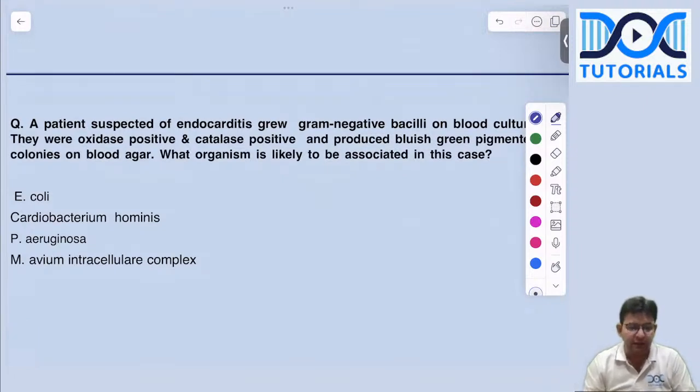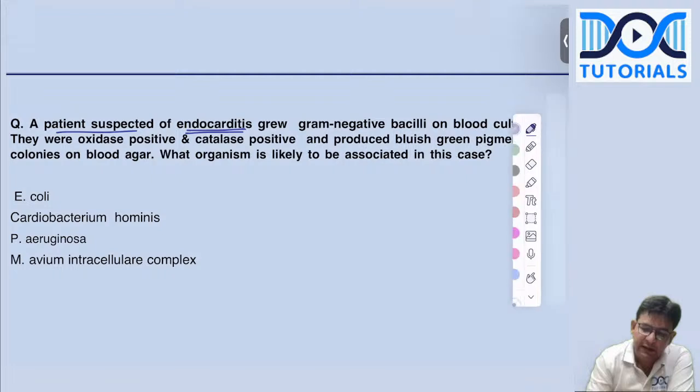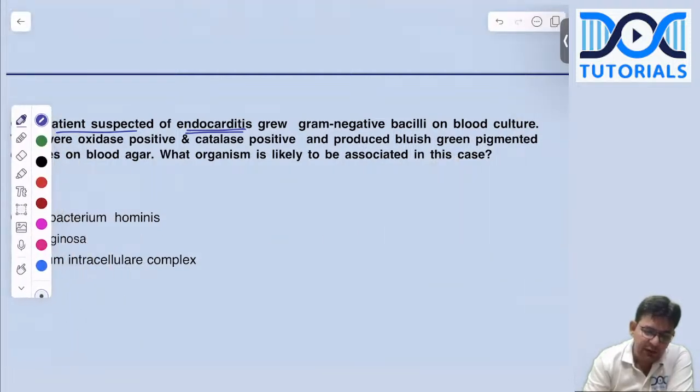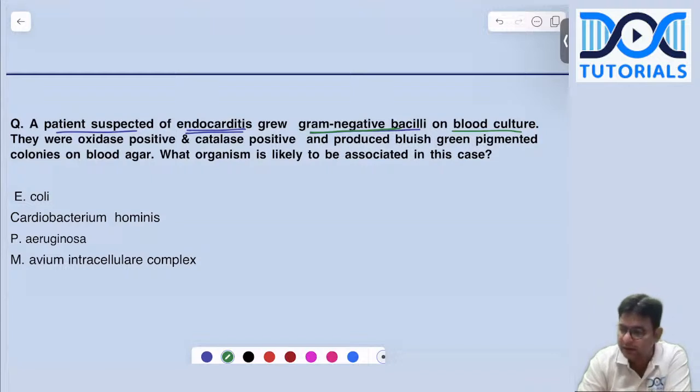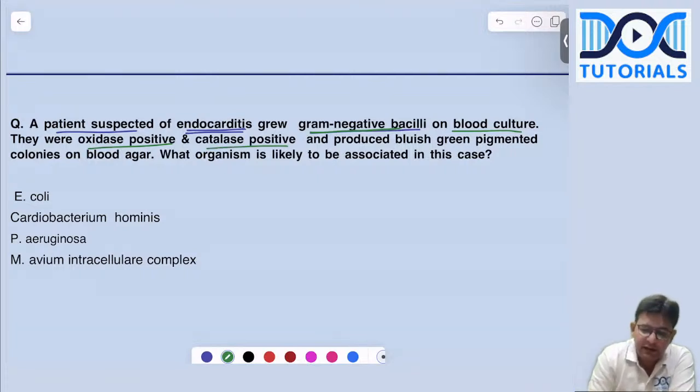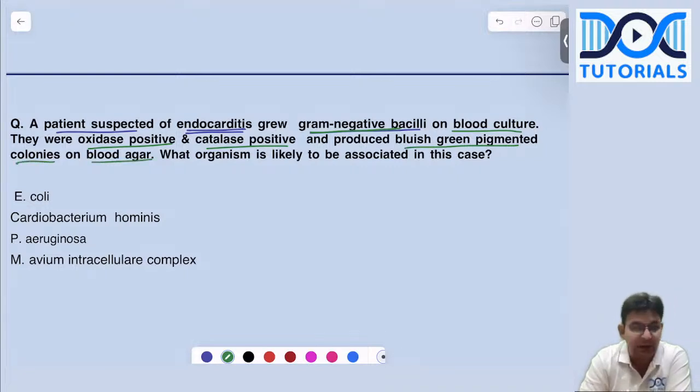Okay, so now coming to the third one. A patient suspected of endocarditis. Okay, a patient suspected of what? Endocarditis, guys. This particular one grew what? It grew gram-negative bacilli on the blood culture. They were oxidase positive, catalase positive, and produce what? Bluish green pigmented colonies on the blood agar.